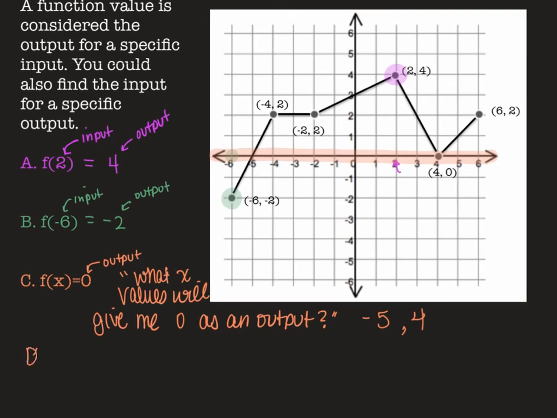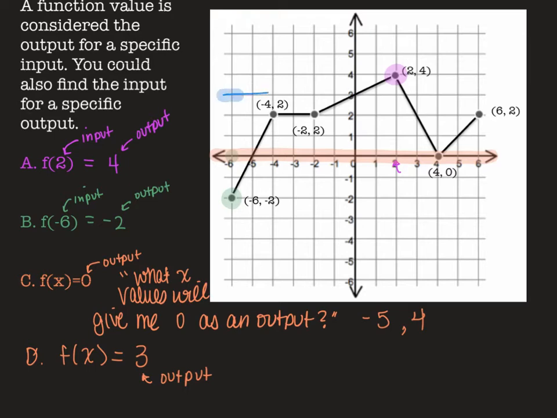So we'll call it D, but it's the same idea as C. So we're going to say f of x equals, we'll choose 3. Okay, so this is telling us that our output is 3. So what I'm going to do, and let's switch gears, I'll use blue here.